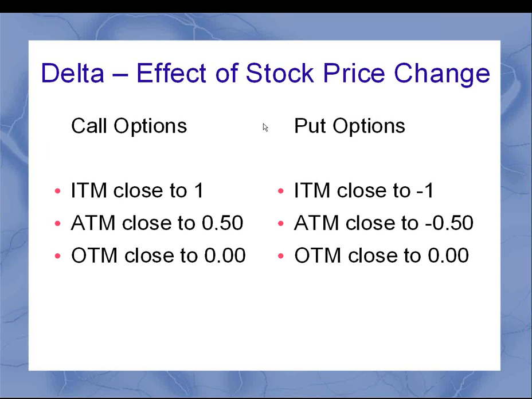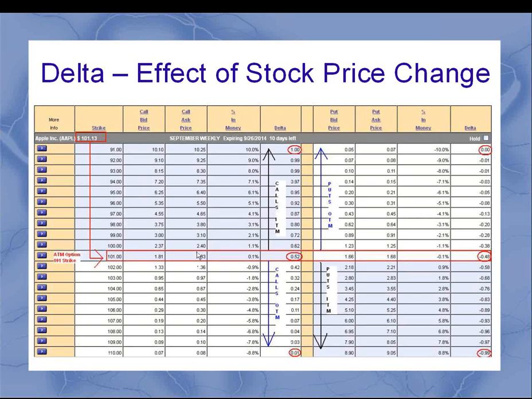Now, the deltas are also related to the moneyness of an option. For call options, those options that are deeper in the money are going to have a delta closer to 1. So if we have a 1-point movement in the stock price, we'd expect to see a 1-point movement in the option. At the money options will always have a delta of about 0.5, whereas the put options at the money will always have a delta of around negative 0.5. So if I get a 1-point increase in the stock, we should expect to see our put lose about 50 cents. And then, of course, as we go further out of the money for calls or puts, we'd expect our delta to be at 0.